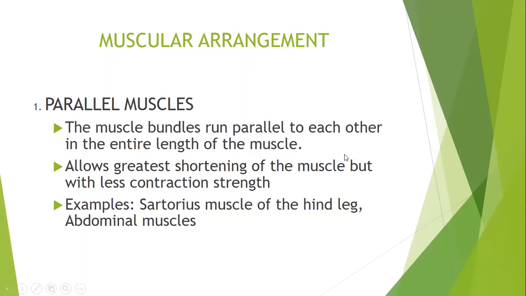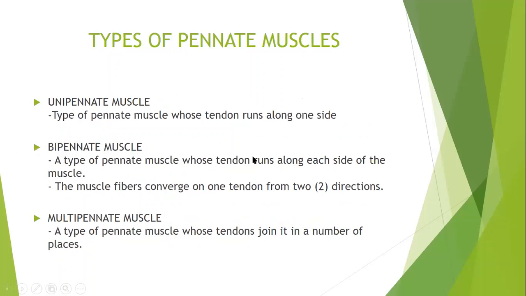Muscle arrangement, we also have the parallel muscles. This muscle bundle runs parallel to each other on the entire length of the muscle. It allows greatest shortening of the muscle but with less contraction strength. Examples of this are the sartorius muscle of the hind leg and the abdominal muscles.